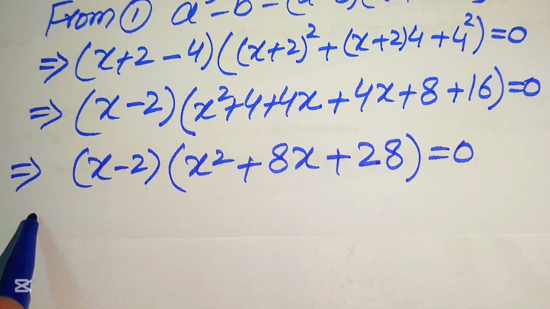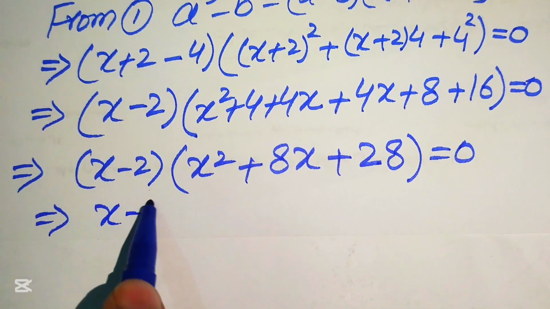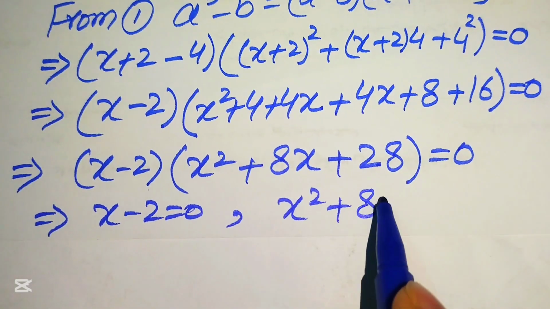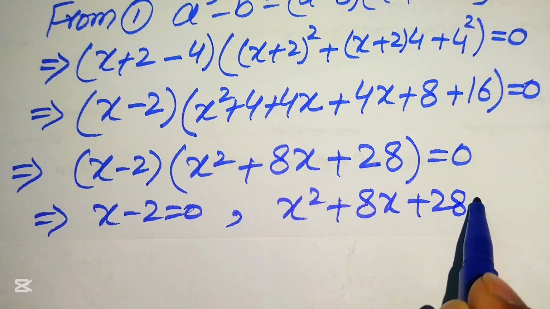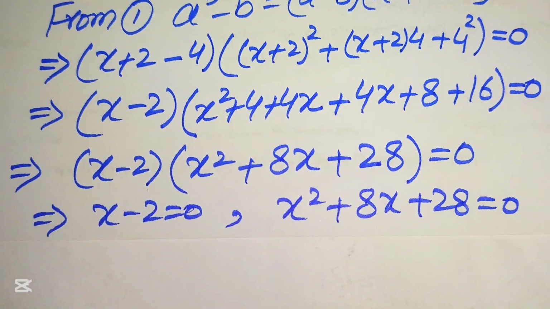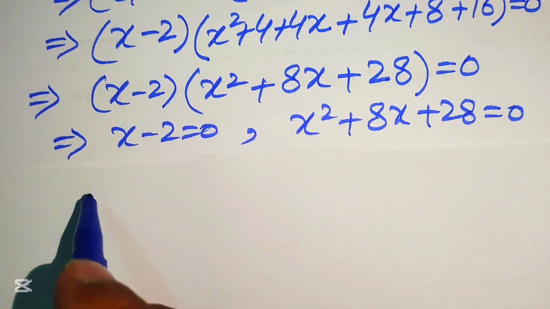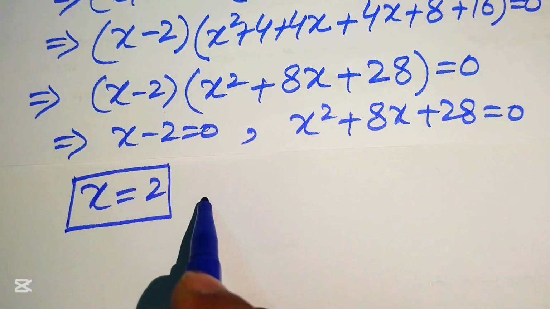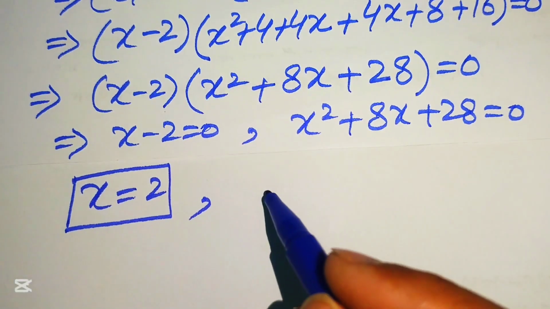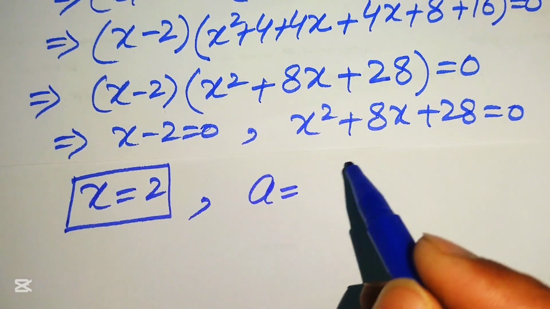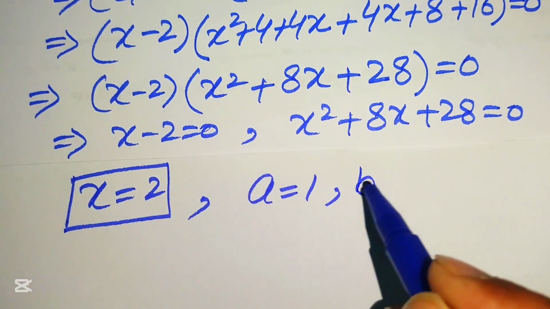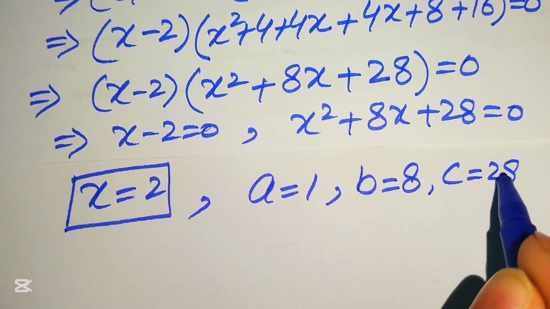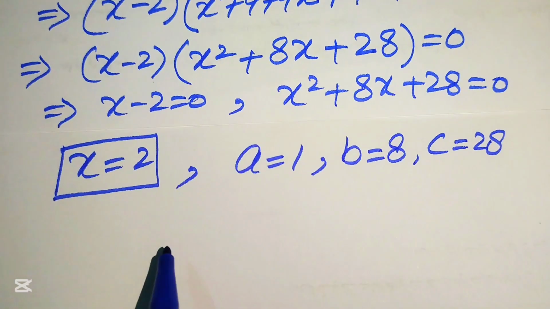Now we convert this equation into two cases. The first case is x minus 2 equals 0, and the second case is x squared plus 8x plus 28 equals 0. From the first case we easily get x equals 2. This is the first real root, and to find the other roots we need to solve this quadratic equation. Its coefficients are a equals 1, b equals 8, and c equals 28. And we know about the quadratic formula.